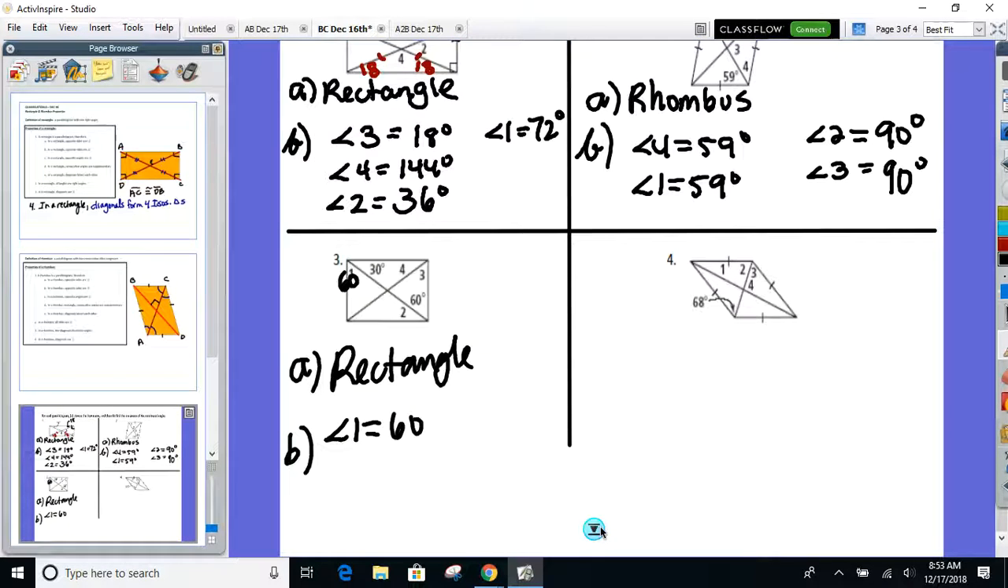All right, go ahead. I'll call in some other people. I'm just going to do 2 right now. That's 30. And then you guys can find 3 and 4 for me. Diagonals form 4 isosceles triangles.